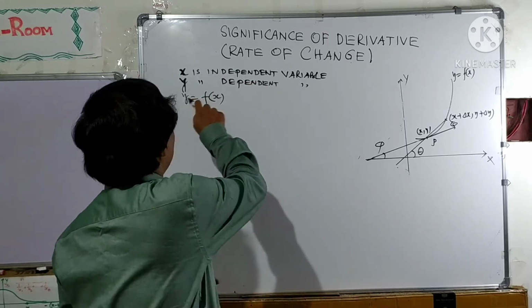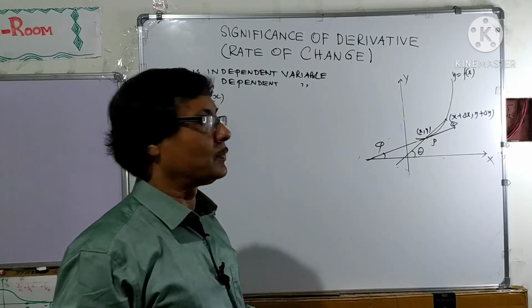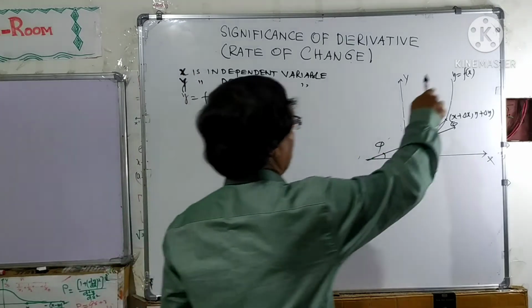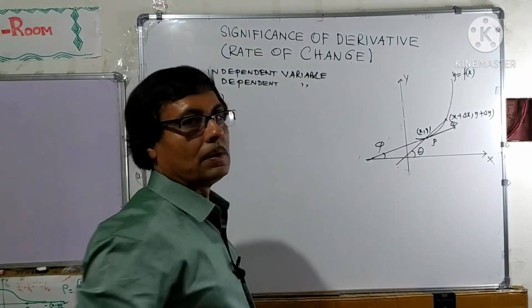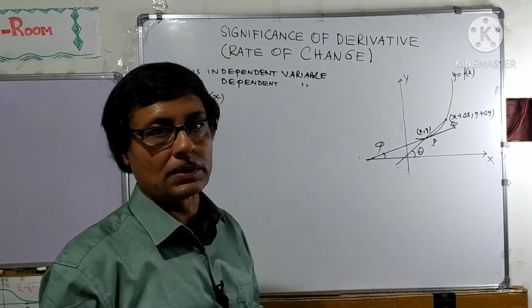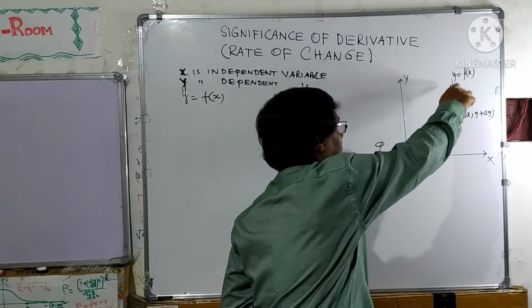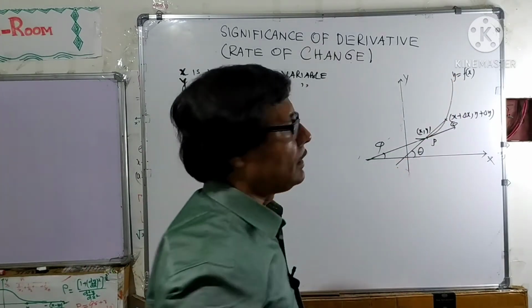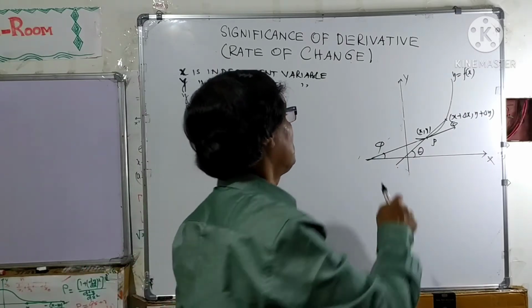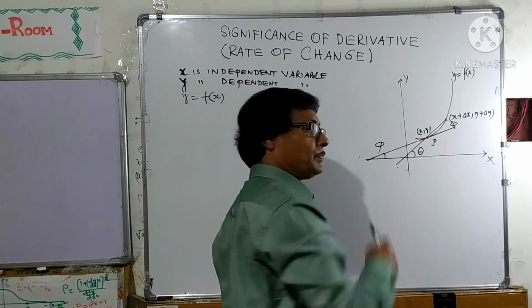Here we have already taken the function y equal to f(x), y is a function of x, and we have drawn the graph of the curve y equal to f(x).